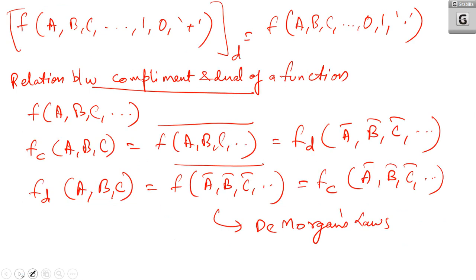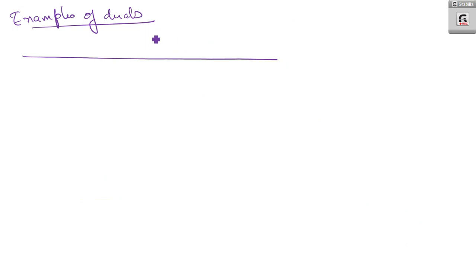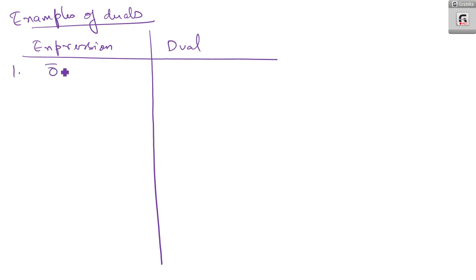Now, let me give some examples of duals. I write the expression here and its dual here. The first one is 0 complement becomes 1. What is the dual of it? 1 complement becomes 0. That is the first one.